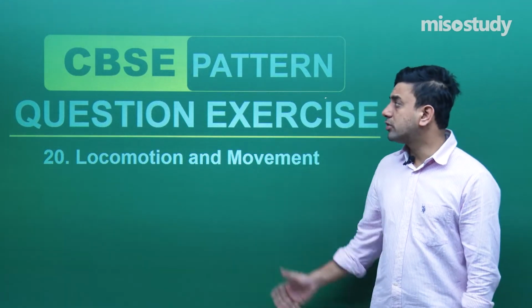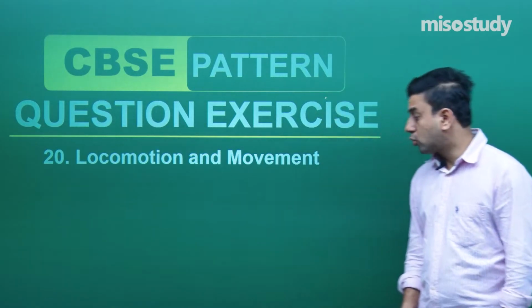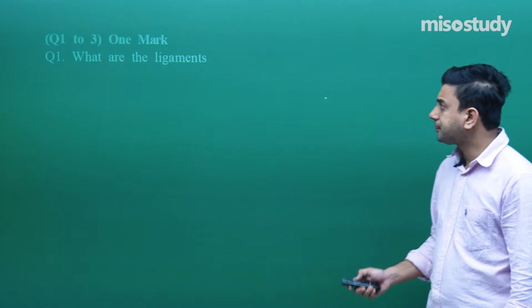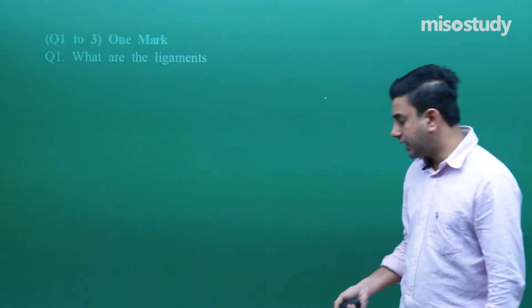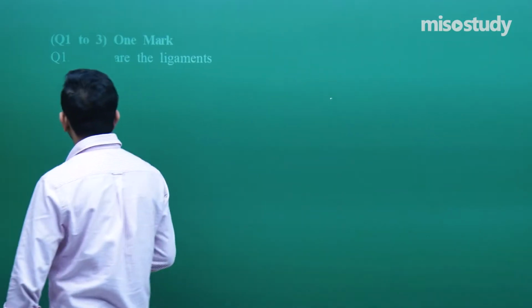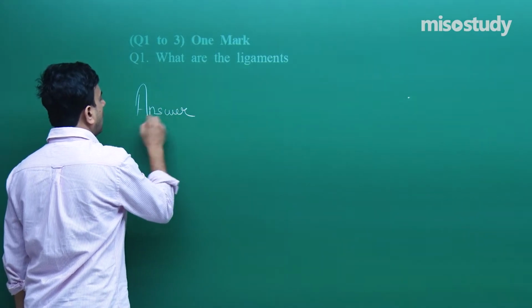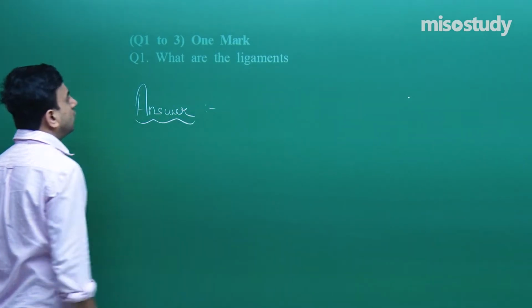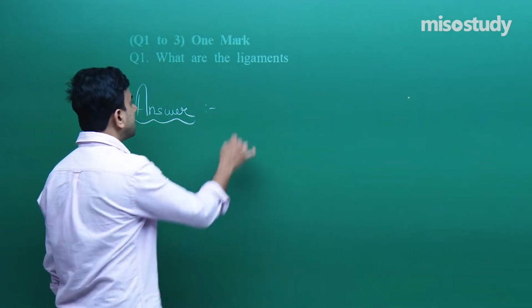So we will now discuss the CBSE pattern question exercise on the chapter Locomotion and Movement. We'll start with the 1 mark questions and see what we can answer. What are ligaments? Ligaments are the connective tissue that joins the two bones together.